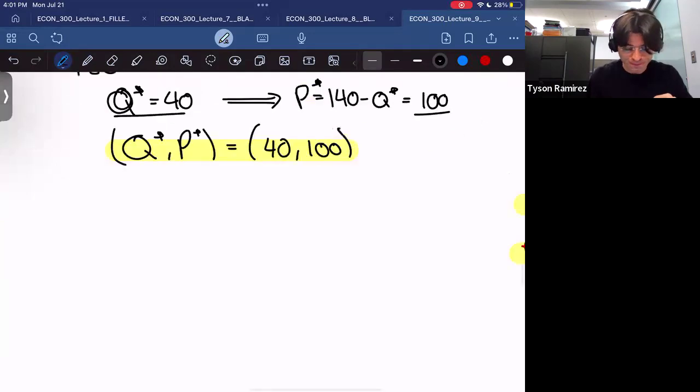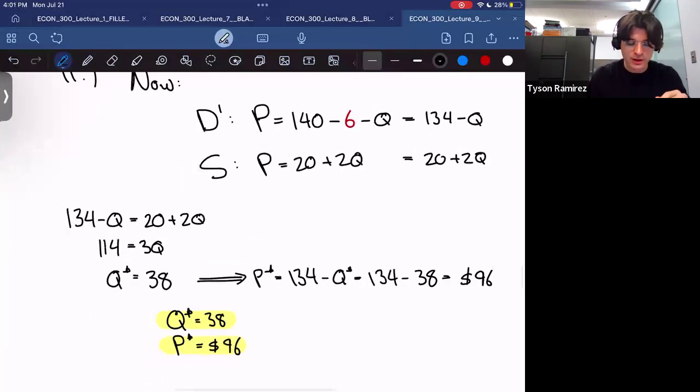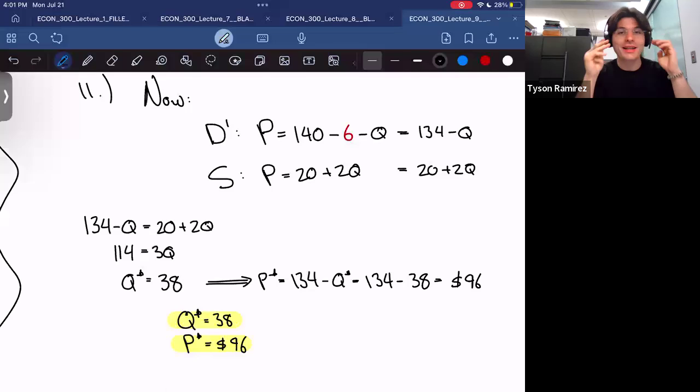What's going on? Well, consider the consumer pays the sales tax. So the consumer pays 96 plus the $6 sales tax. They don't just pay $96, but they pay 96 plus 6. So they actually pay 102. So 102 is the price paid by consumers. 96 is what the producers receive.